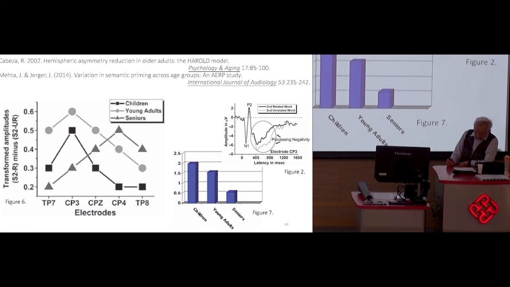Luckily, experiments are being done to show what's happening with language in the elderly brain. For instance, in the young brain, there's a lot of hemispheric asymmetry, each hemisphere taking more charge of some tasks than the other. In the old brain, hemispheric asymmetry is reduced. And here's an experiment showing the reduction in hemispheric asymmetry. Cabeza, who first noticed it, calls this HAROLD, the hemispheric asymmetry reduction in older adults.